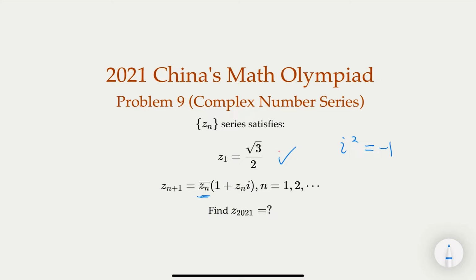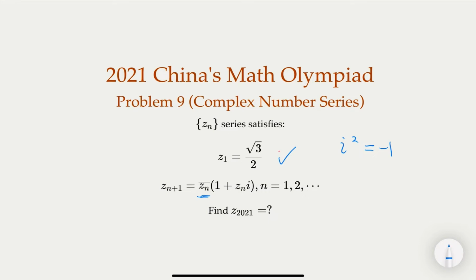The question here is to find the 2021st element in this series. This is a fill in the blank type of question in the test. Usually when you have a complex number with a recurrence, sometimes it is easier to use the standard representation, a plus bi. Another one is r and theta, the modulus and angle representation. But here it's probably easier to work with a plus bi, the real part and the imaginary part.